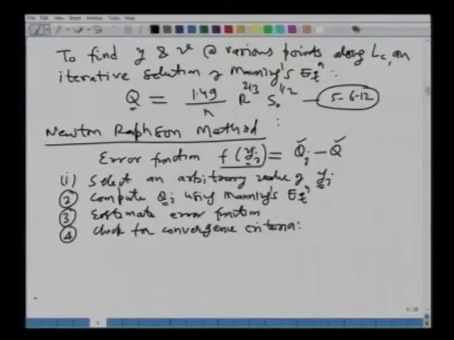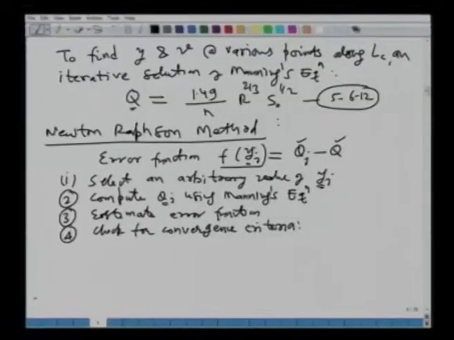So this is the step by step procedure of the Newton-Raphson method, and we will try to apply this in this particular case. Before we go to that, I would like to look at the basis of the Newton-Raphson method. I am sure all of you have seen what the Newton-Raphson method is, how it is applied and how it is actually developed.